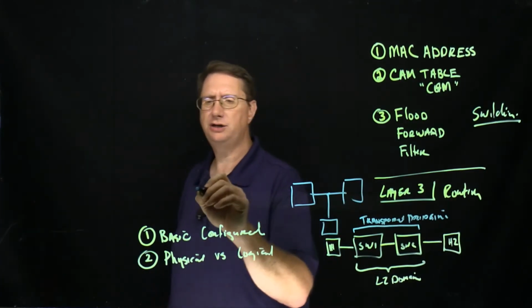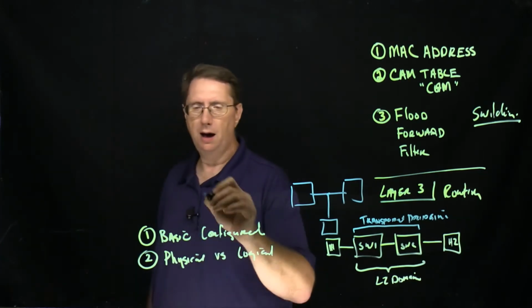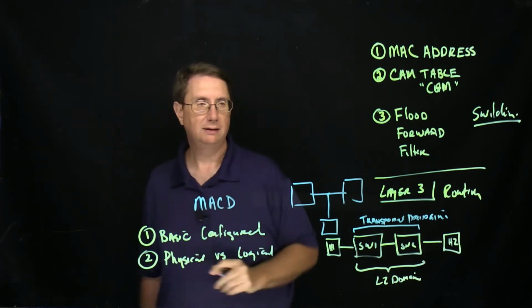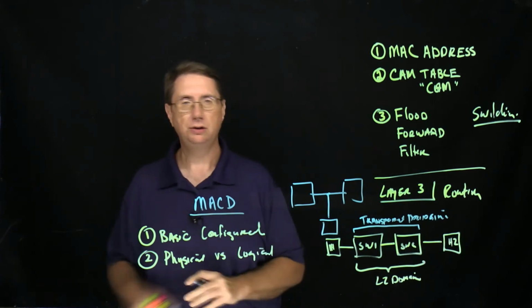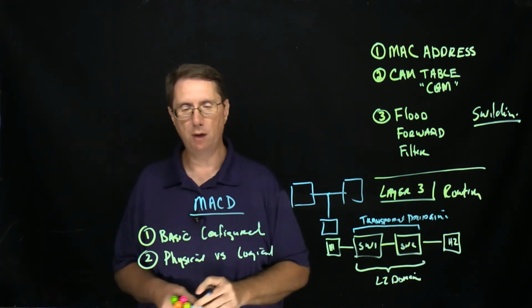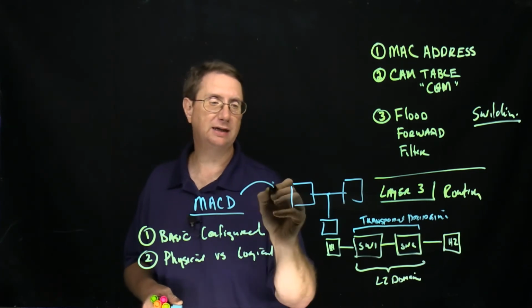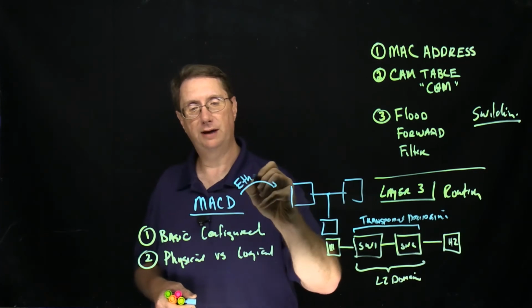Later on in your studies, you'll actually hear the concept of a MACD. That's going to be a multi-access collision domain. Now, a multi-access collision domain is basically the veritable definition of Ethernet.